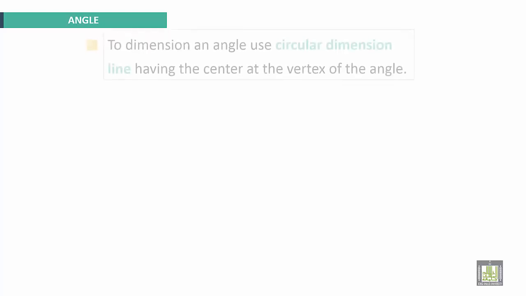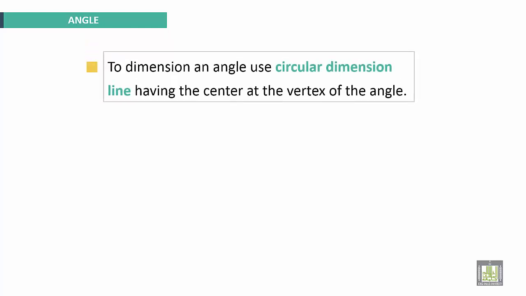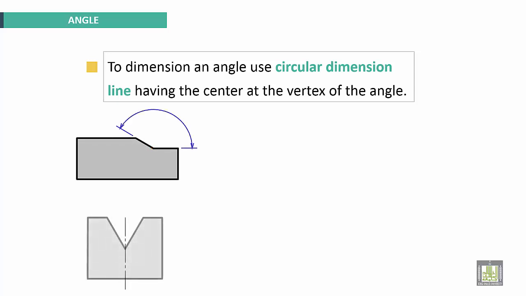Angle. To dimension an angle, use a circular dimension line having the center at the vertex of the angle. One example here. This is the angle. We use this circular dimension line.